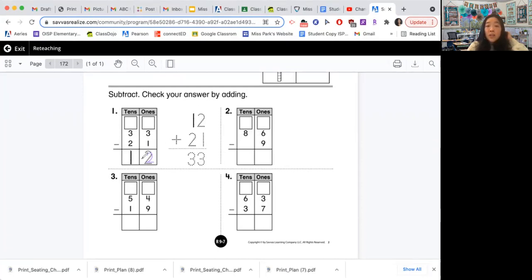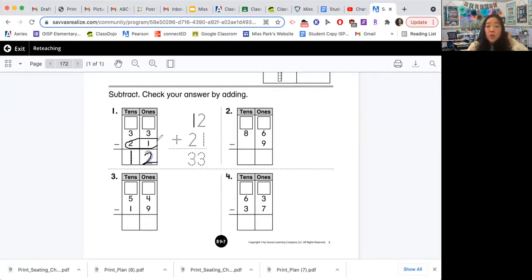So now let's put the parts together. So this is a part and this was a part. So we're going to add up the parts to see if we can get this whole. So 12 plus 21. Well, I know that 2 plus 1 equals 3 and 1 plus 2 equals 3. And is 33 our whole? Yes. So what does that tell me? That my answer 12 is correct. Okay, let's try number 2.